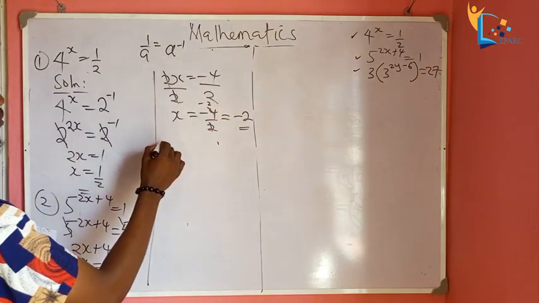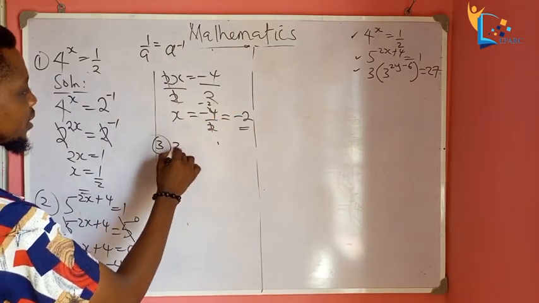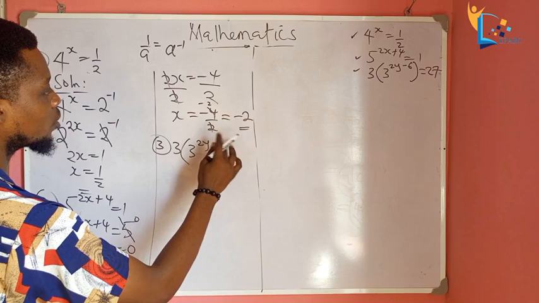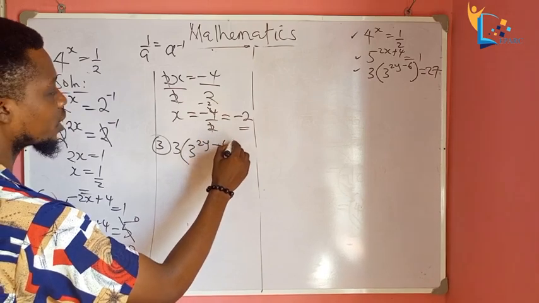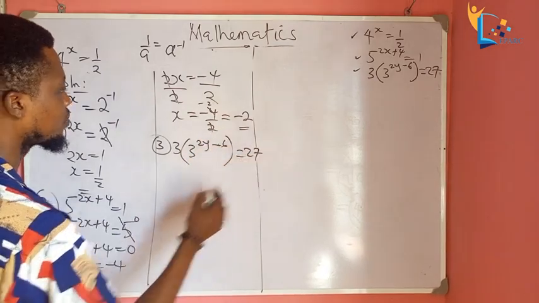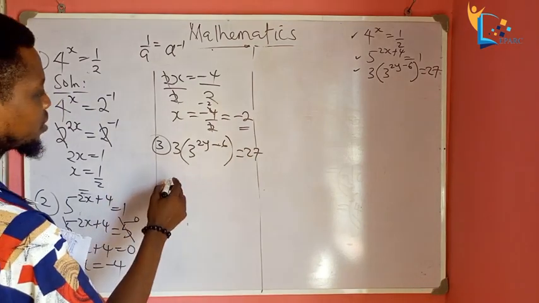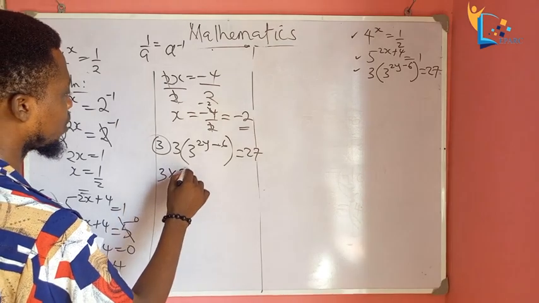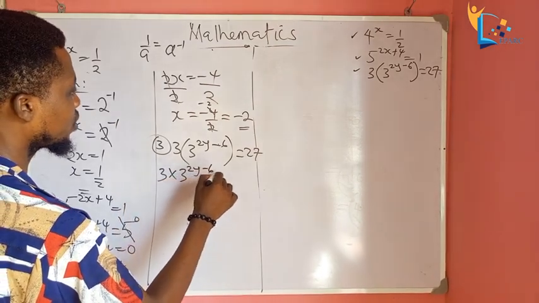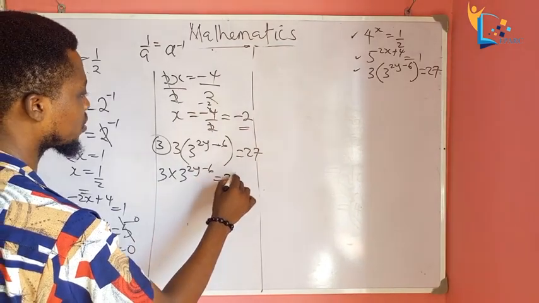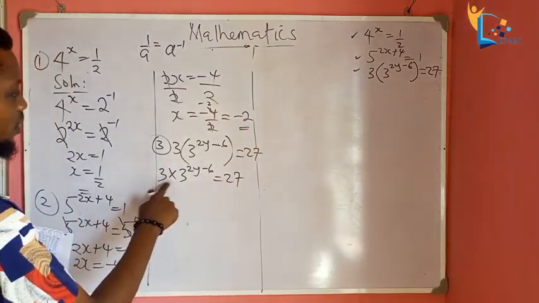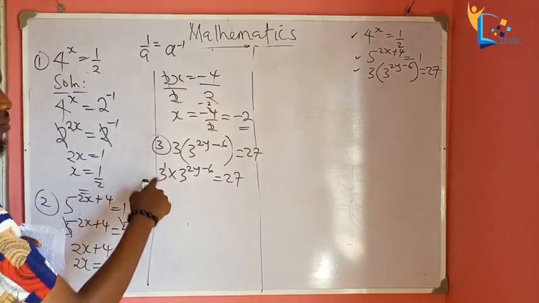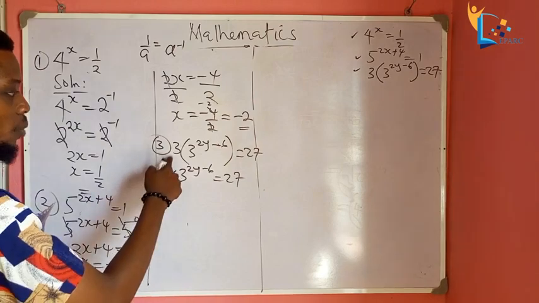Then the last one we have 3 times 3 raised to the power of 2y minus 6 equal to 27. So this is the same thing as 3 times 3 raised to the power 2y minus 6 equal to 27. Now remember the law of indices. This one is the same thing as 3 raised to the power 1. 3 raised to the power 1 is the same thing as 3.